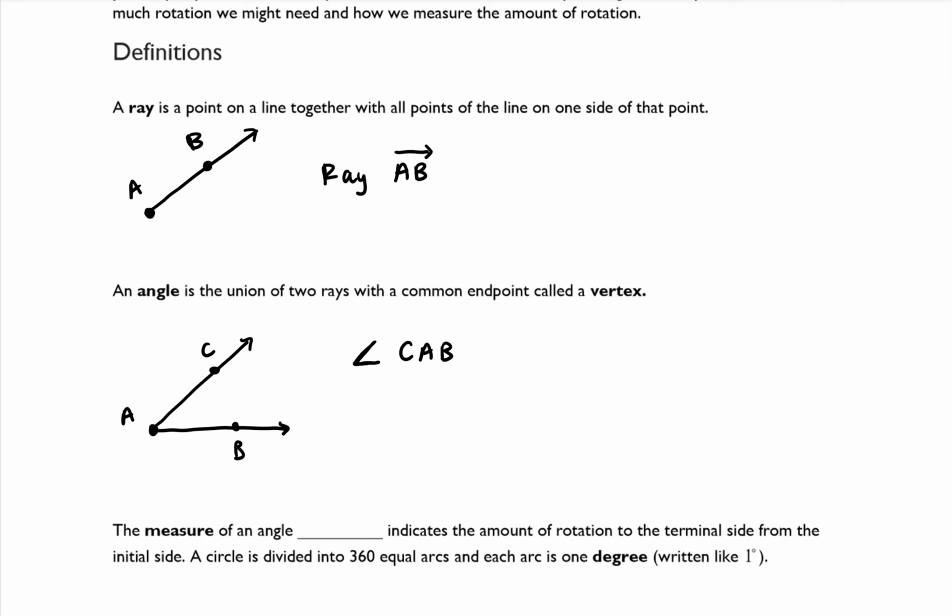Now, another thing to note is that when we're talking about angles, we want to identify an initial side and a terminal side, since we want to think about angles in terms of rotation. And so, intuitively, the initial side is the one that you start off with, and the terminal side is the one that you end with. So in this diagram, I will call this the initial side and the terminal side here.